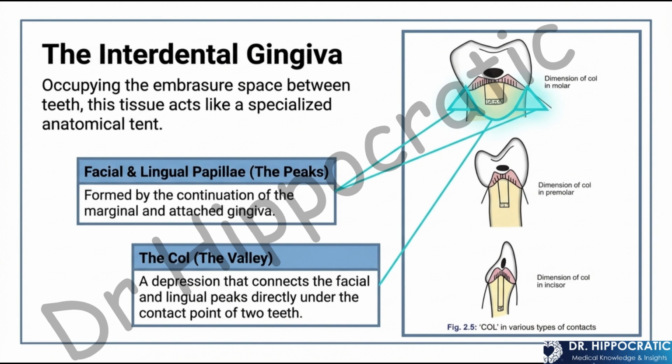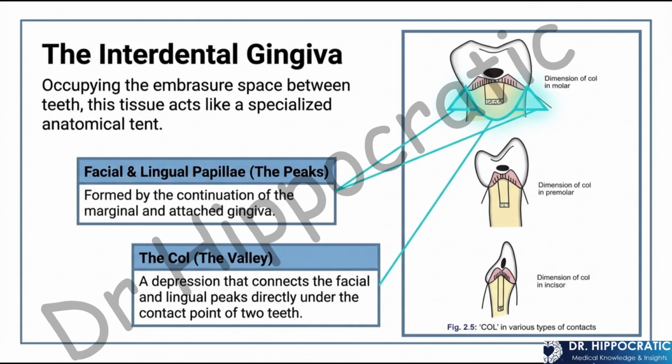Yeah, looking at the diagrams, the col between two massive molars is extremely wide and broad, like a shallow basin. But the col between two narrow front incisors is a sharp, tiny dip. The tissue seems to perfectly adapt to whatever space is available. But how does that make it vulnerable? It adapts because the shape of the col is molded by the contact point of the teeth above it.